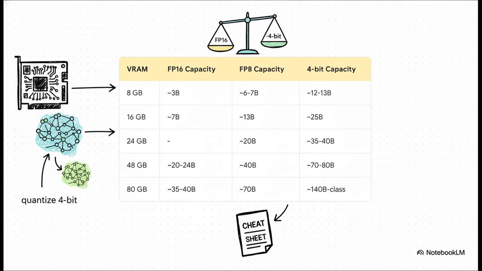Let's go back to that 16 gig GPU from our original question. See, at full FP16 precision, you can maybe squeeze in a 7 billion parameter model. But if you quantize that down to 4-bit, boom, all of a sudden you're running a 25 billion parameter model. So think of this table as your practical cheat sheet. It's all about that constant balancing act between model size, performance, and quality.